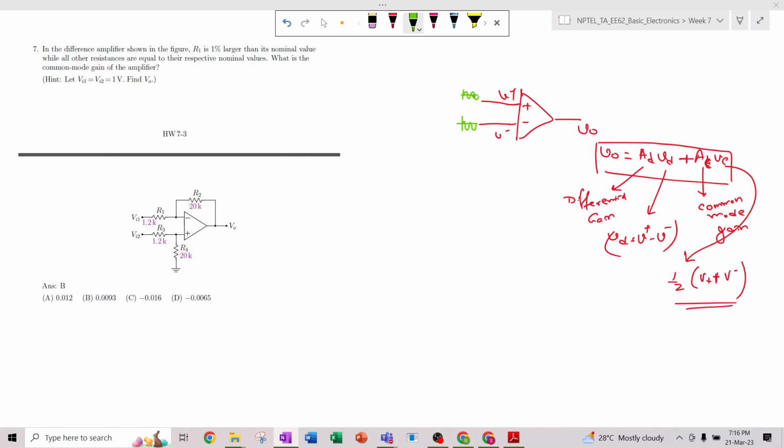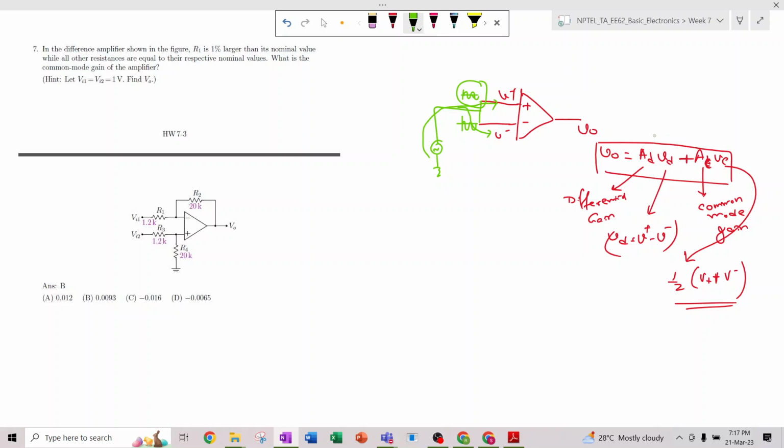So suppose there is some noise that is the input to the amplifier. That noise will affect not only one terminal but both terminals. Suppose there is some source of noise that is applied to both input terminals of the op amp, the inverting terminal as well as the non-inverting terminal. So this noise is a common mode signal. How can this common mode signal be determined?